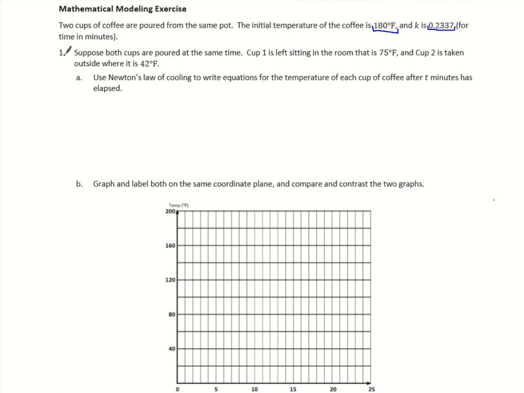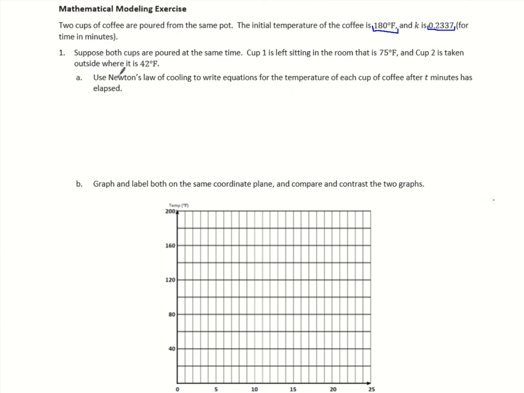For scenario 1, we're going to suppose that both cups are going to be poured at the exact same time. However, cup 1 is left sitting in a room that is 75 degrees Fahrenheit, and cup 2 is taken outside, where it is instead 42 degrees Fahrenheit, so not nearly as warm as inside of the room.